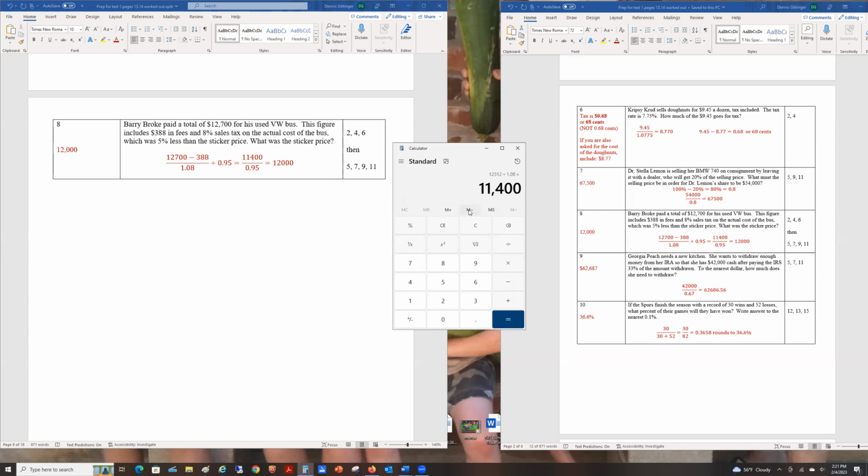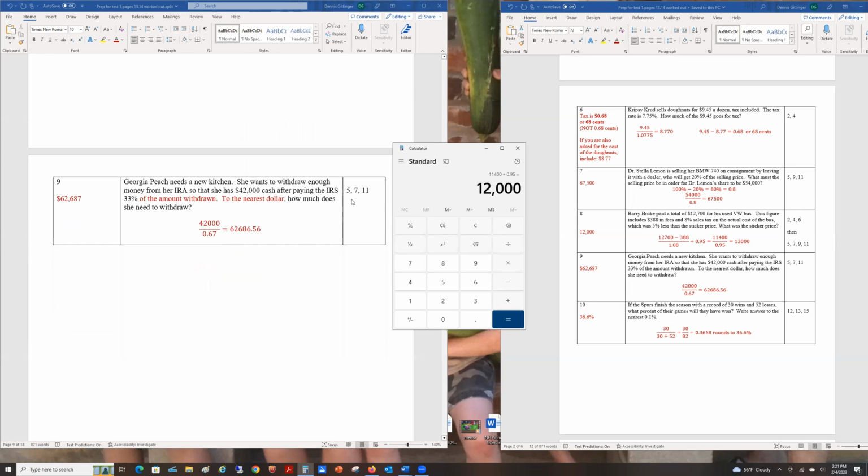Sticker price is 5%, well, 5% off the sticker price, but you cannot take 5% of 11,400 and add it on. It doesn't work. You have to realize that 11,400 represents the unknown sticker price minus 5% of the unknown sticker price. So this is the 95% that's not taken away. 5% off means 95% on. So I got to divide that by 0.95 to see what that's 95% of. Look at every number you enter on the calculator. And that answer is $12,000.